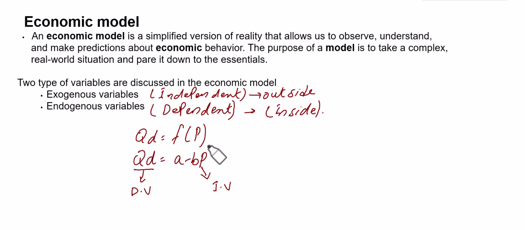So this is the simplest model of economics that shows there are two types of variable. One is called the dependent variable and the other one is called the independent variable. And in economics we always write the dependent variable on the left hand side of the equation, and we write the independent variable on the right hand side of the equation.